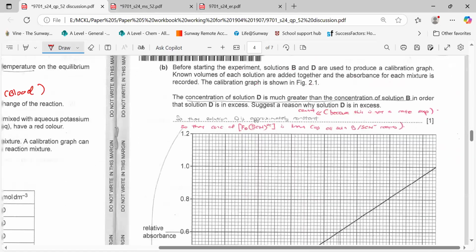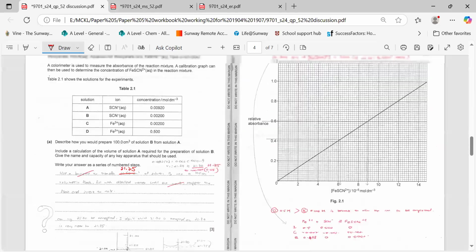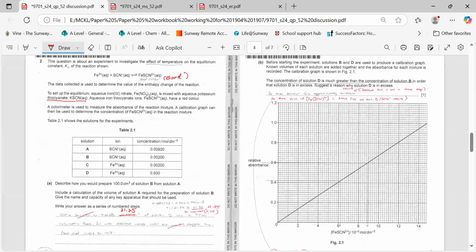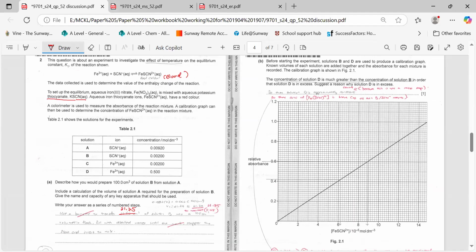Now, how do we look at the line drawn? Before starting the experiment, solutions B and D are used to produce a calibration graph. B and D. A calibration graph means it's like a standard for us to refer to. It's just like a BMI, all right?